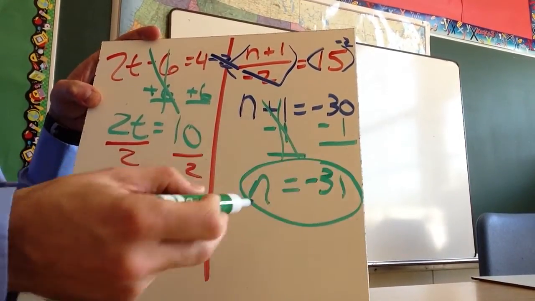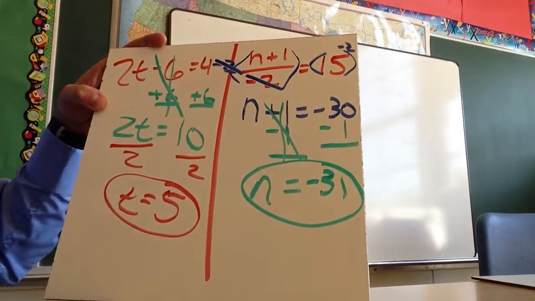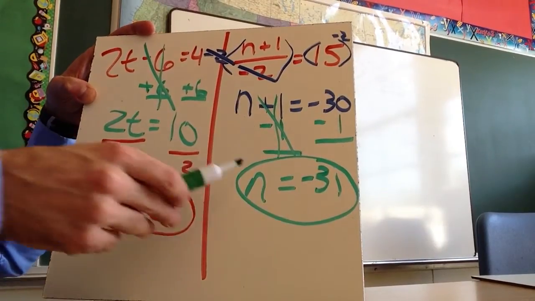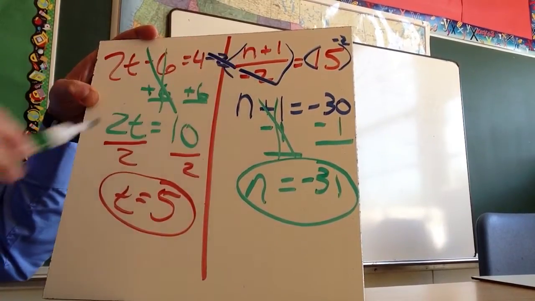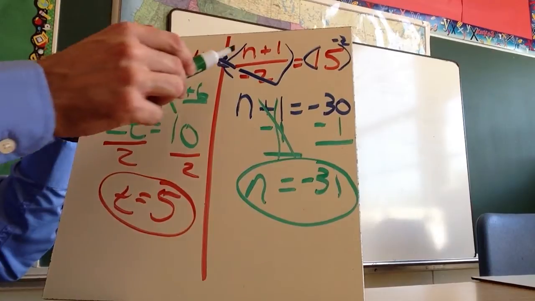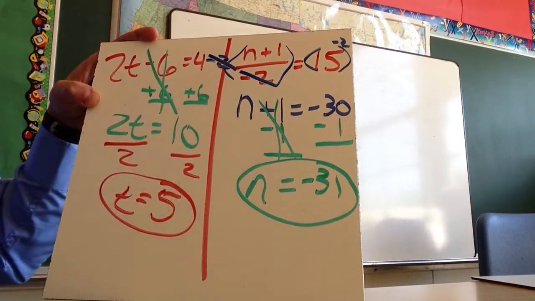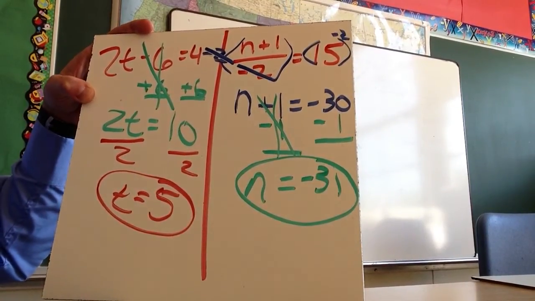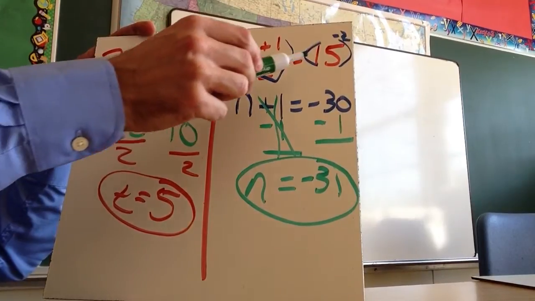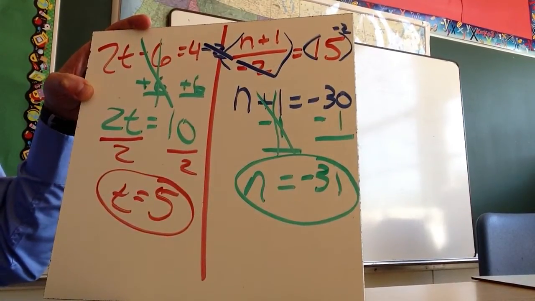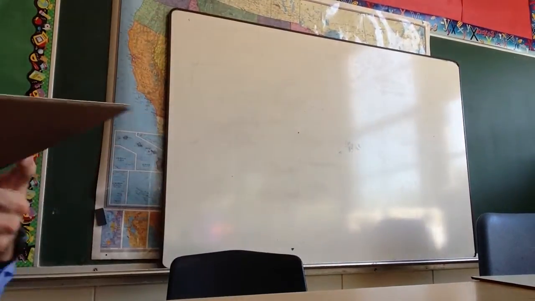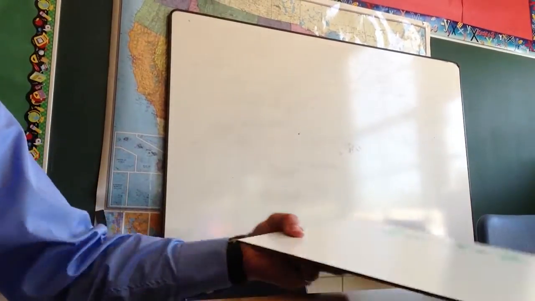Now had you got negative 29, if you put it back up here to check your answer, you would have noticed it was wrong. So negative 31 plus 1 is negative 30. Negative 30 divided by negative 2, negative divided by negative is positive. So negative 30 divided by negative 2 is positive 15. Okay, so you should always try to check your answer when you're doing algebra.